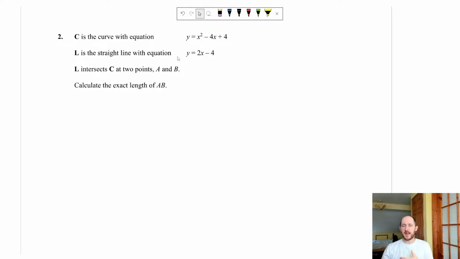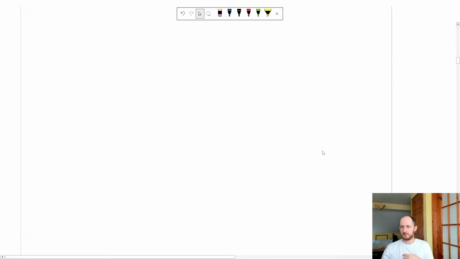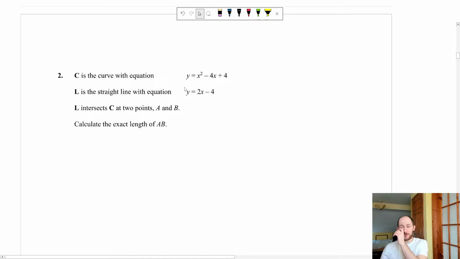Next, we have a pretty fat 6-mark question. So we have a curve with the equation x squared minus 4x plus 4, so that is a quadratic. And we have a straight line with the equation 2x minus 4. It intersects at 2 points, of course it will. Calculate the length of AB. So to calculate the length, here is what we need to do. So we have point A, point B.